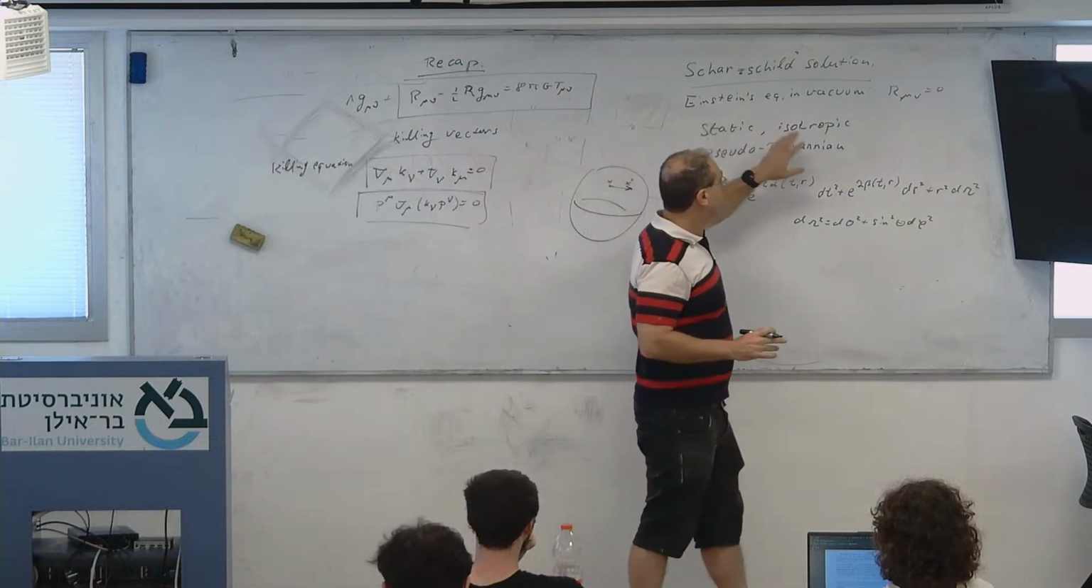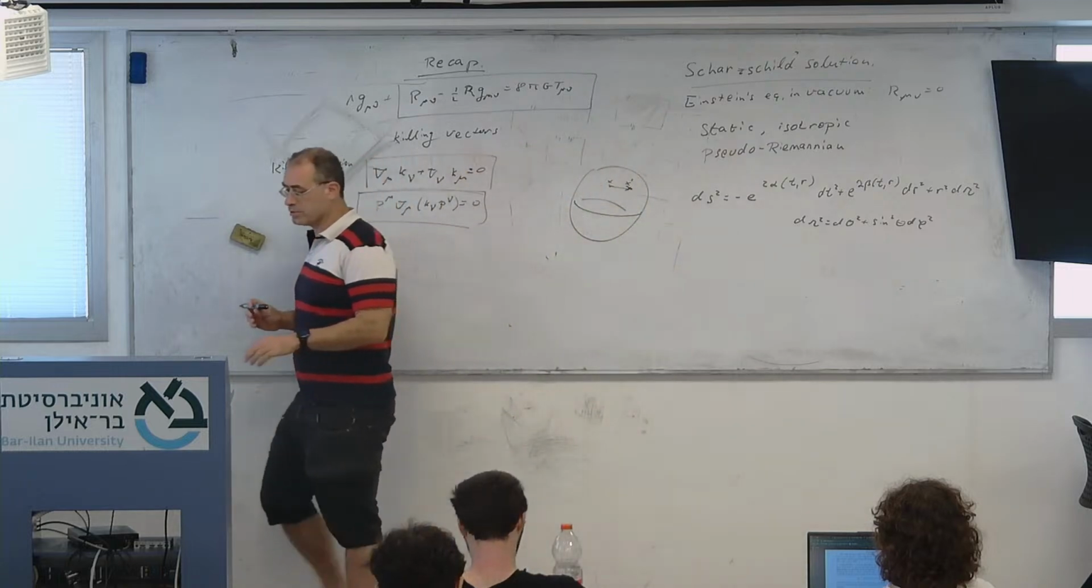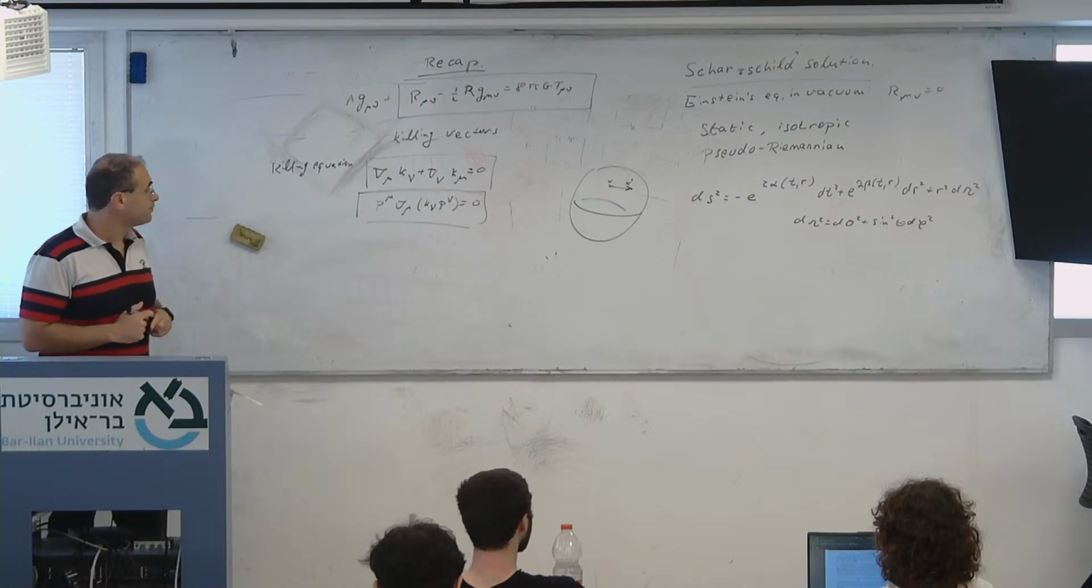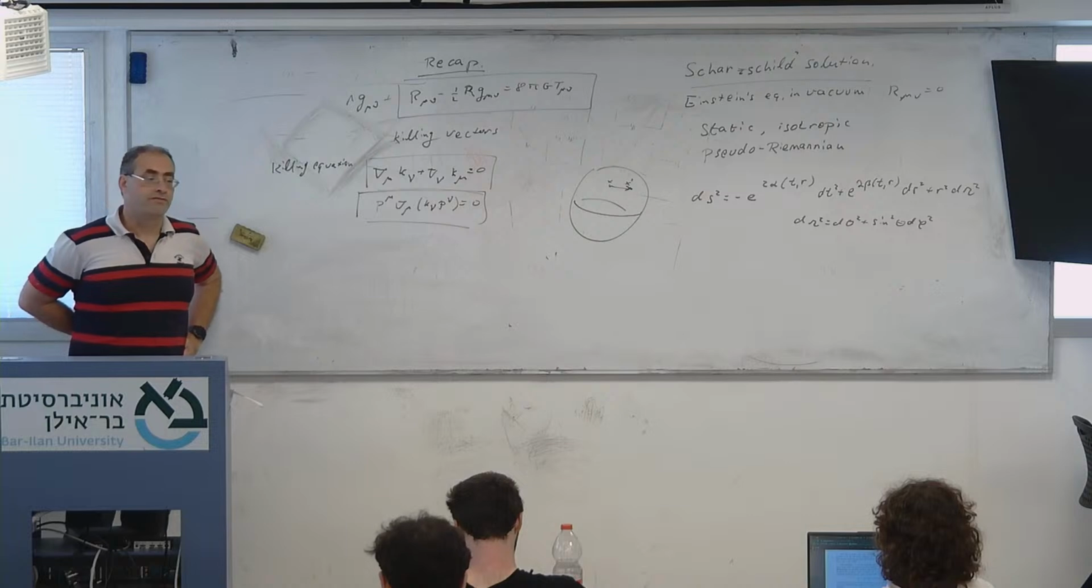We have not so far made any attempt to solve Einstein's equation. We just had a completely general discussion of such a metric. Questions before we continue to derive this metric?